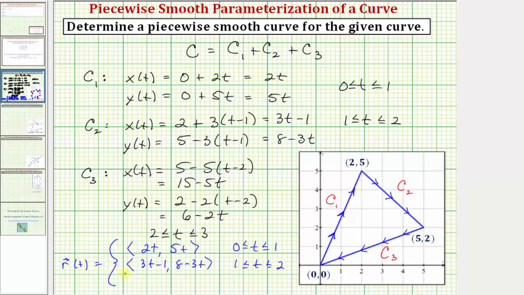And finally, for curve C sub 3, the x component would be 15 minus 5t, and the y component would be 6 minus 2t. And t would be on the closed interval from 2 to 3.